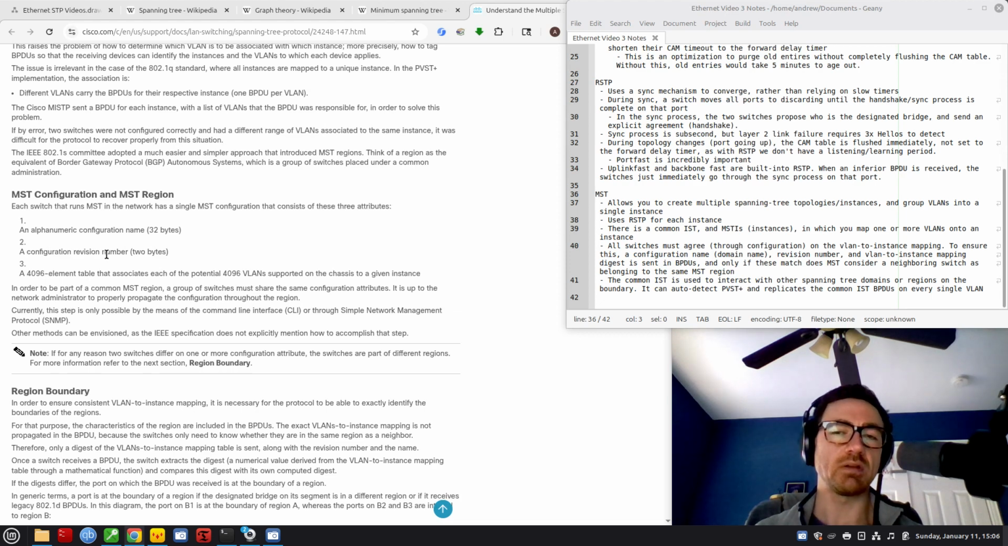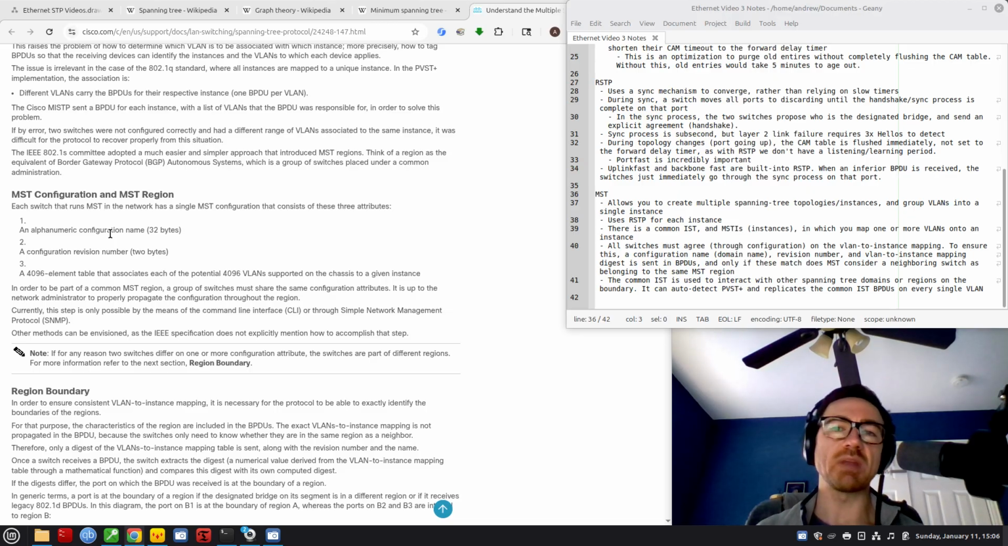On each switch you individually configure, okay, VLAN 1 through 50 is instance 1, and VLAN 51 through 100 is instance 2. The switch produces a digest of this to more compactly communicate this information, and if switches have the same digest, then you can assume that they have the same VLAN to instance mapping database. So if all 3 of these items match on a BPDU that a switch receives, then the switch considers that switch as belonging to the same MST region.